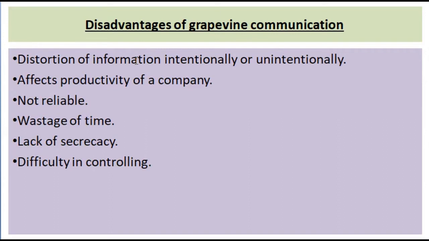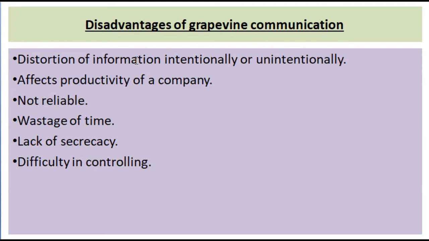Third one is not reliable. Here it is clearly written that we cannot very much rely on the information we are getting from the Grapevine channels. Not reliable. The information which comes to us from the Grapevine sources is not so worthy, not so reliable that we can trust it evidently, right? So not reliable is another disadvantage.